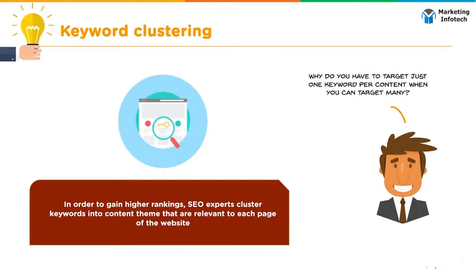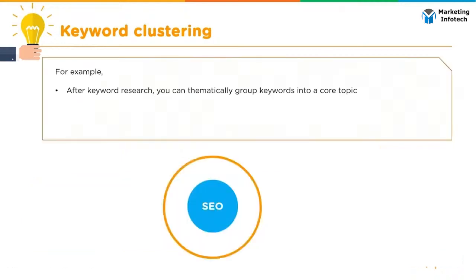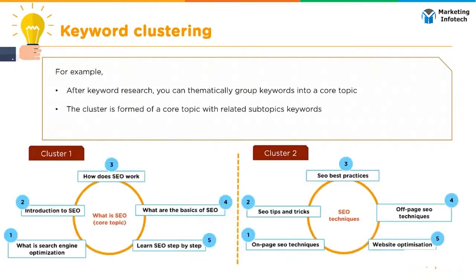Keep in mind LSI keywords, we want to group a bunch of keywords together that are similar for content. For example, after some keyword research, you can thematically group keywords into a core topic. We can cluster this group of keywords together, like: what is SEO? How does SEO work? Intro to SEO. What are the basics of SEO? All of those are related to the core theme.